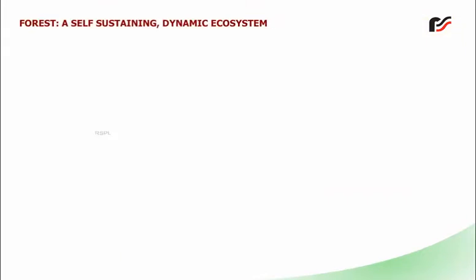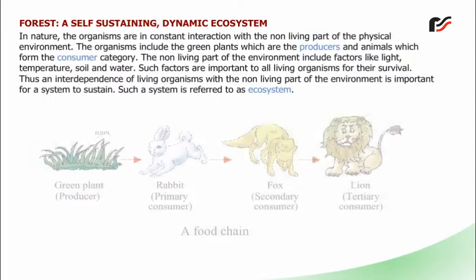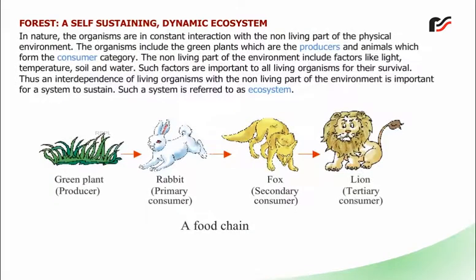Forest, a self-sustaining dynamic ecosystem. In nature, the organisms are in constant interaction with the non-living part of the physical environment. The organisms include the green plants, which are the producers, and animals, which form the consumer category. The non-living part of the environment includes factors like light, temperature, soil, and water. Such factors are important to all living organisms for their survival.